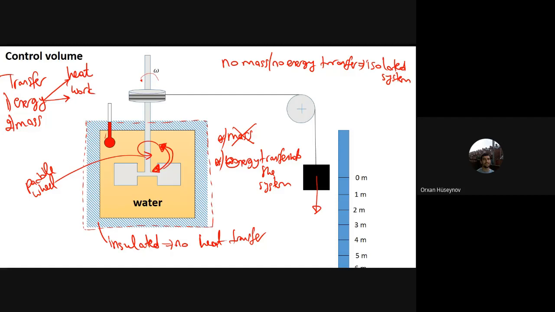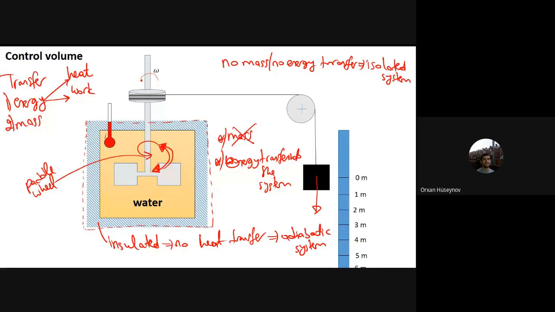If it is insulated, it means there is no heat transfer. If there is no heat transfer, it is called an adiabatic system. In this structure, you can see there is no heat transfer because it is hatched. If it is hatched, there is no heat transfer from the system. The system is insulated and adiabatic. And this is the selection for my control volume.